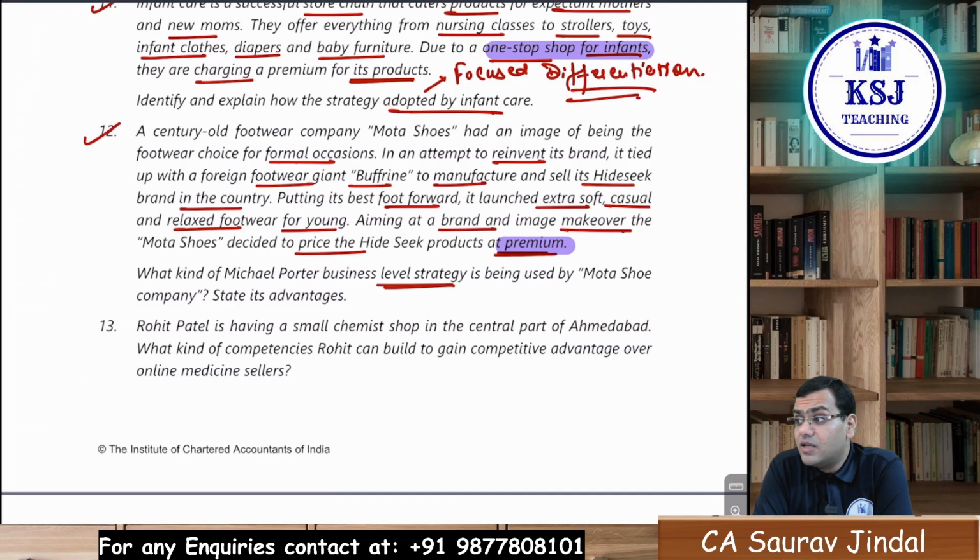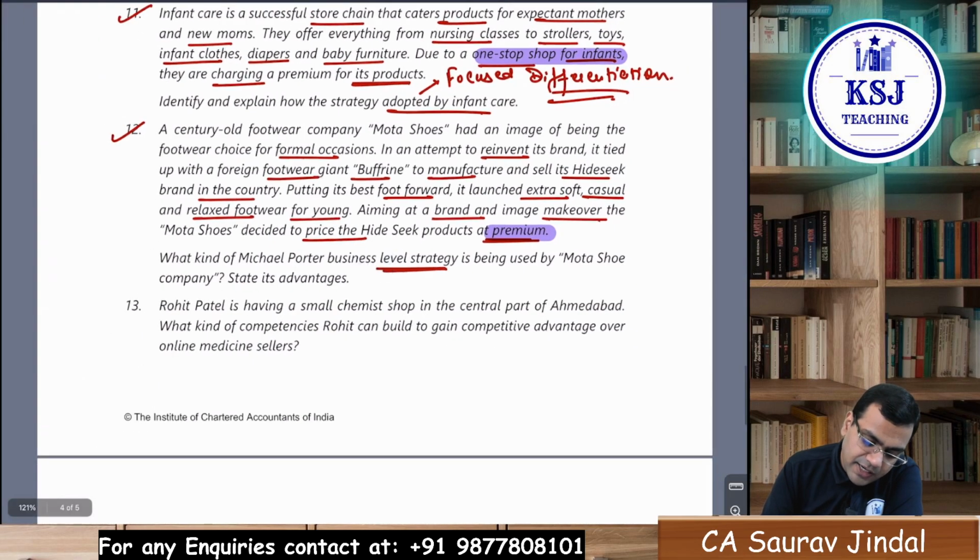They are selling the product at a premium price, so it cannot be cost leadership. Second, is it a focused one? I don't think it is going to be a focused differentiation. So the only strategy which is left here is the differentiation strategy, right? So for the 12th, the strategy being followed is the differentiation strategy for the shoes.